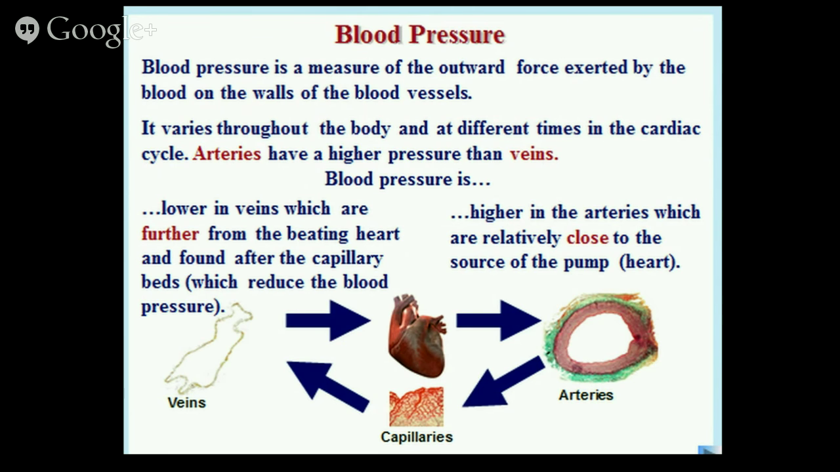So what you need to think about is that in the veins, blood pressure is lower because you are further from the beating heart. Okay. And it says there after the capillary beds, and that's capillaries where your oxygen is delivered. Whereas it is higher in the arteries, which are relatively close to the source of the pump, for instance, the heart. So that might be an exam question: the closer to the heart, the higher the blood pressure, the further away, the lower it is.